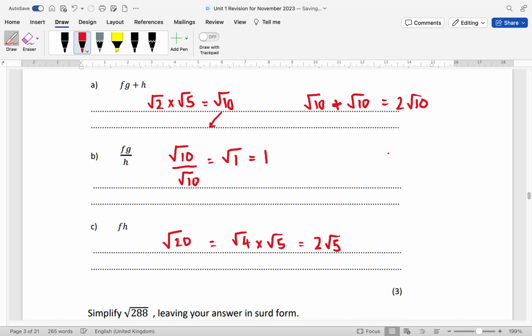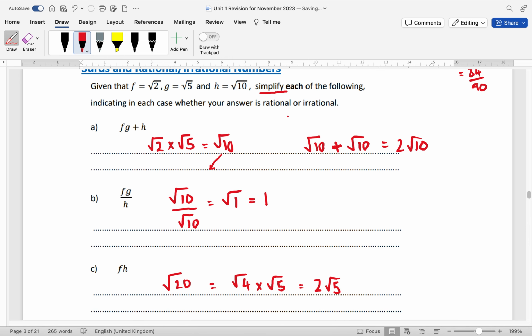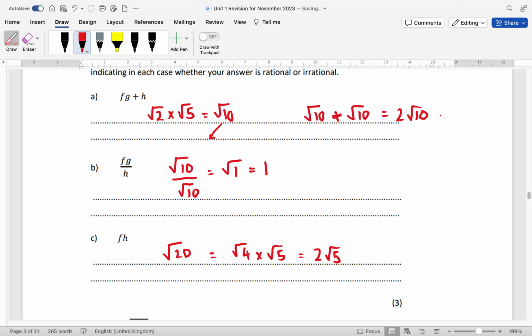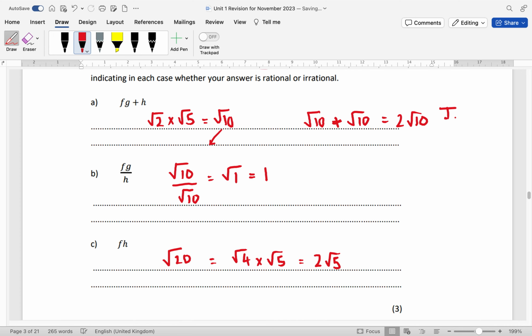Okay? Now, the question says, then say whether the answer is rational or irrational. Anything with a square root left in it is irrational, so that one and that one. Anything that becomes a number is rational.